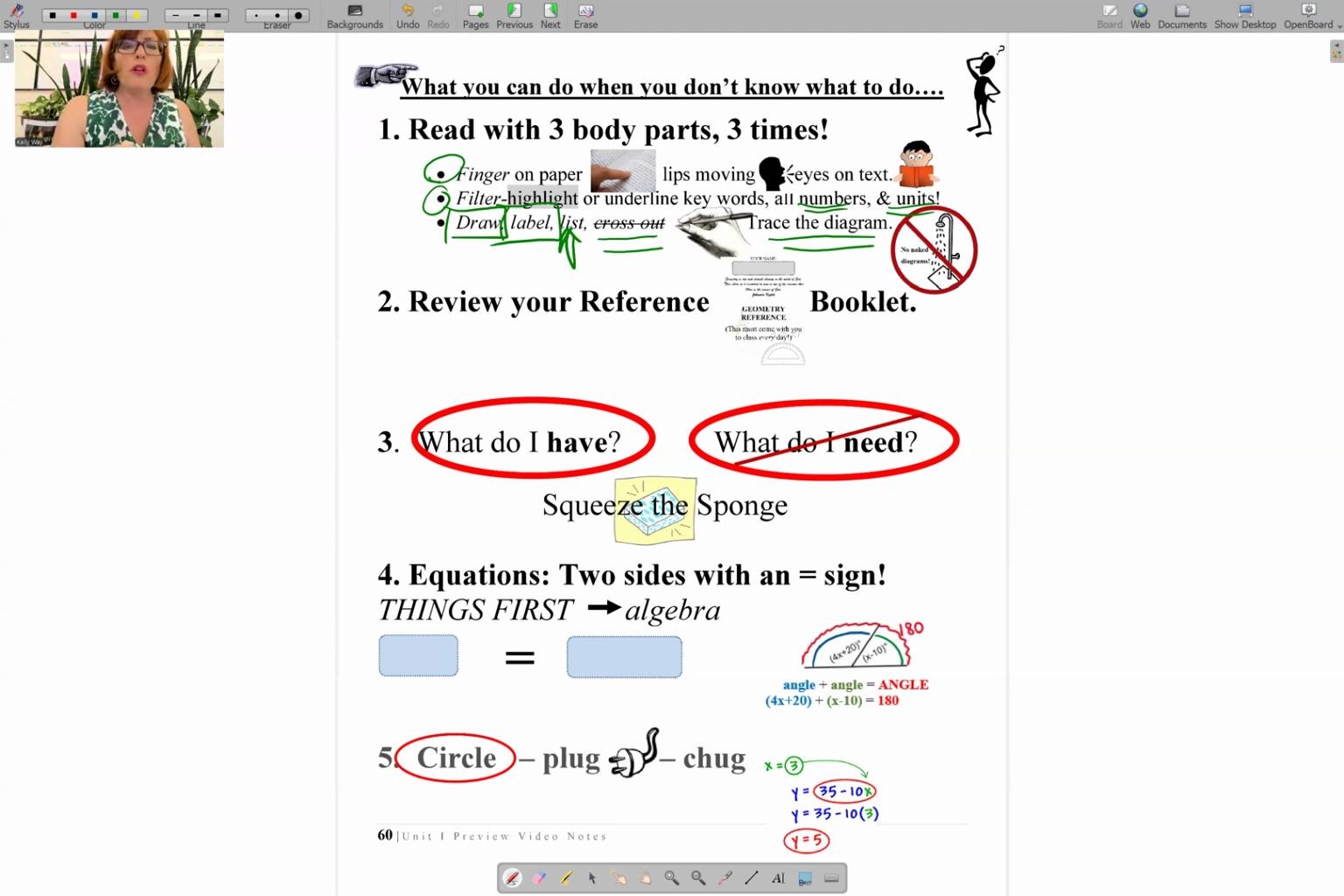Number two, you don't know what to do. Get out your reference booklet and start flipping through the pages. Find something that looks similar.